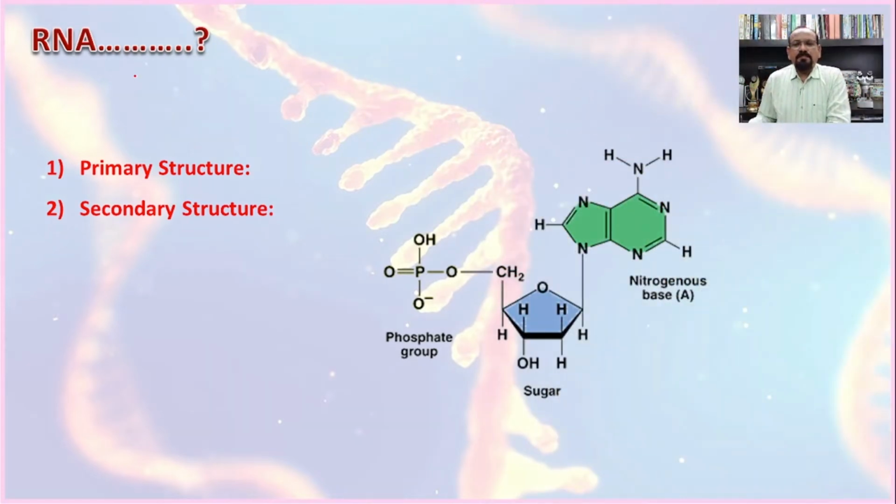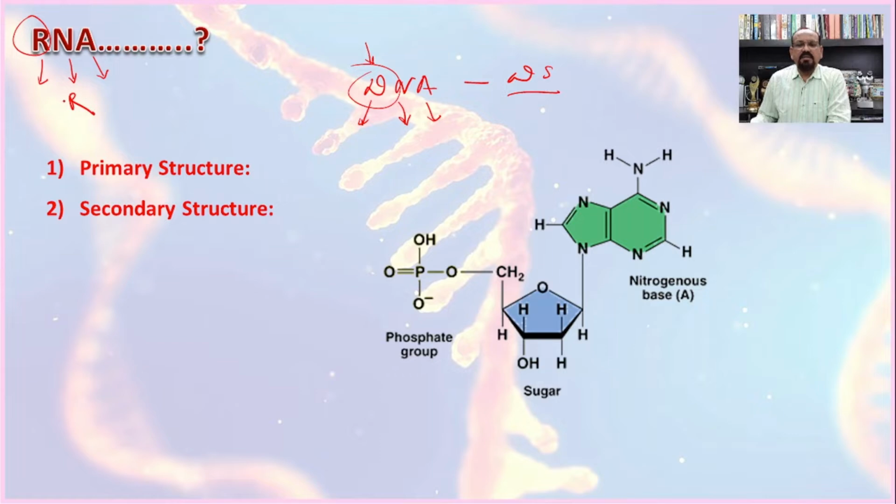Now if you see the RNA, that is the ribose nucleic acid, earlier we have seen the DNA, that is the deoxyribose nucleic acid. It means that there is only the difference of the sugar on the basis of this name, ribose sugar and deoxyribose sugar. In addition to that, the DNA is double stranded, but RNA is single stranded. So this is again one of the differences between these two.